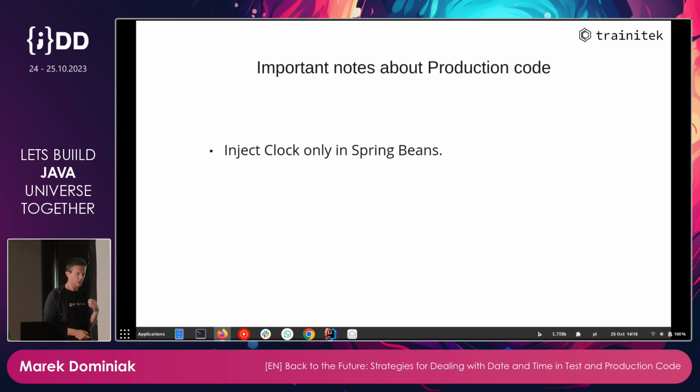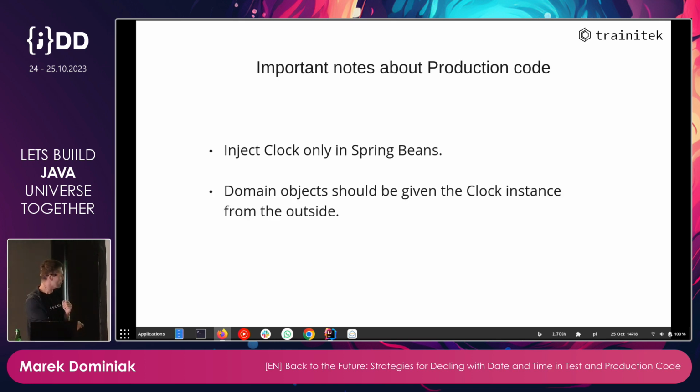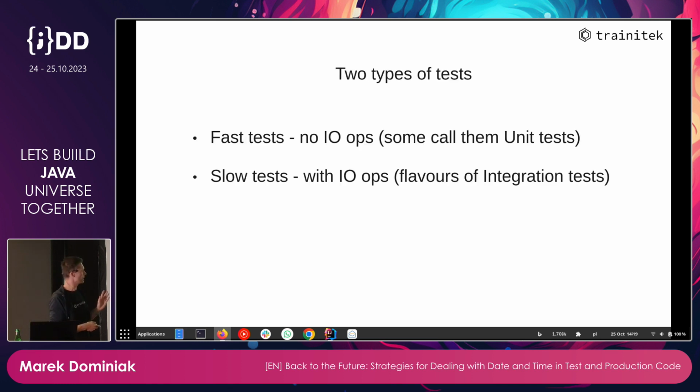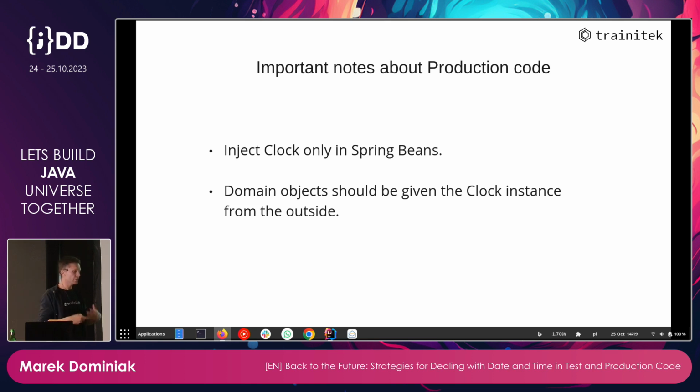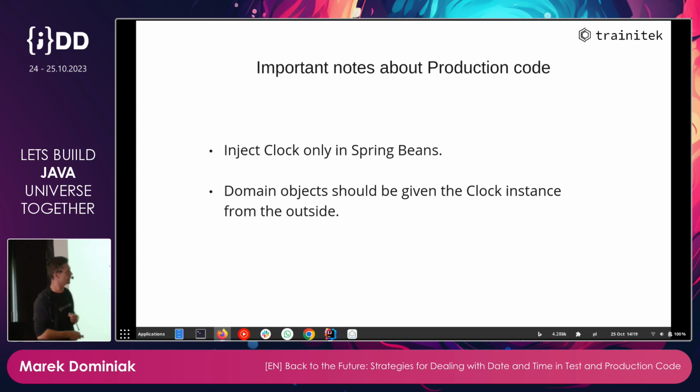Important notes about production code with Spring. Inject clock only in Spring Beans. Okay? Now, the second thing, domain objects should be given the clock instance from outside. That's it. This simple rule gives us a ton of flexibility. And now, we are going to show how it influences the tests and our capabilities over there.